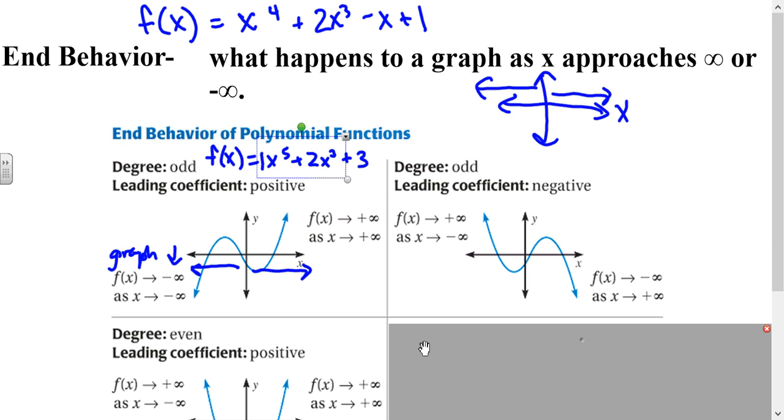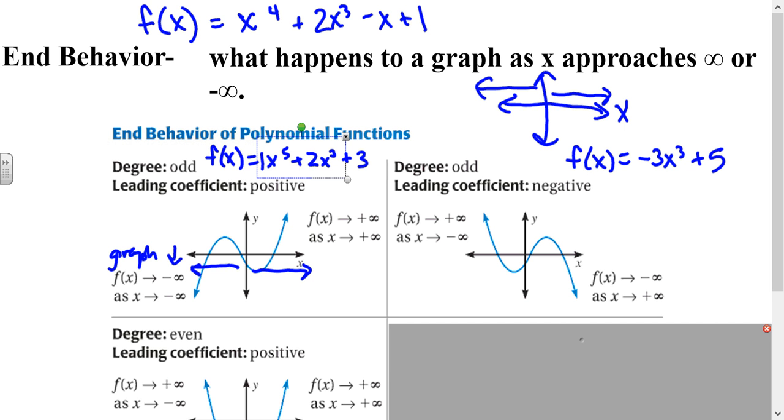If our degree is odd but the leading coefficient is negative, what's going to happen is our graph is going to flip around. So instead of going up like a snake, it's going to go down like this. So what you need to know is that if the degree is odd, for example, if we have f of x equals negative 3x cubed plus 5, this would be an example where our degree is odd, because we have 3, and our leading coefficient, the number in front, is negative.